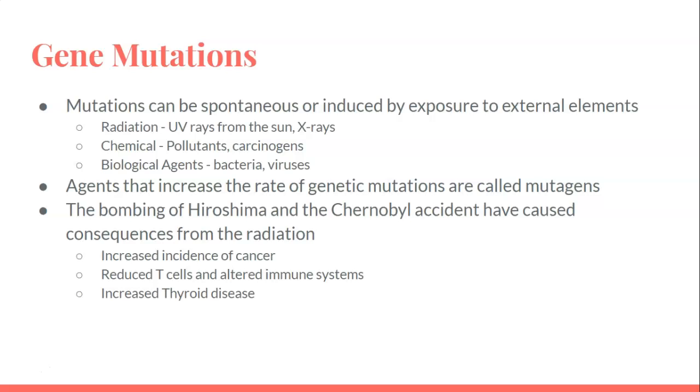And gene mutations. So mutations can be spontaneous or induced by exposure to external elements, right? So you can get mutations from radiation, chemicals, biological agents. Any of those can cause mutations beyond just accidental mutations in your DNA. Anything that increases the rate of genetic mutation is called a mutagen.